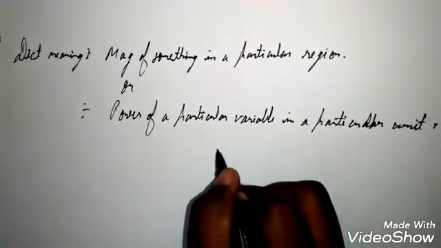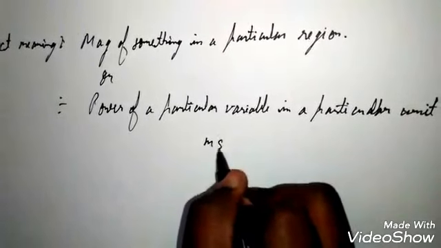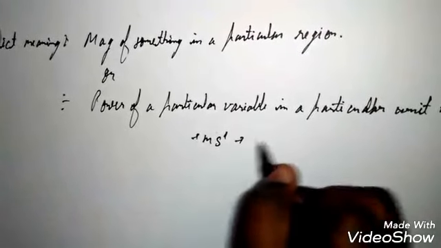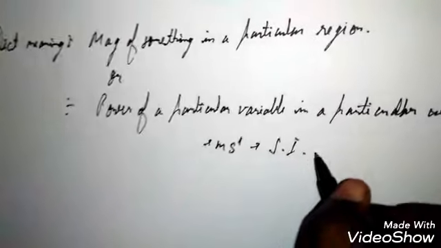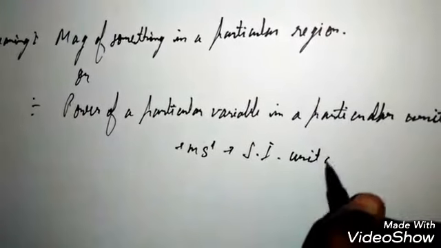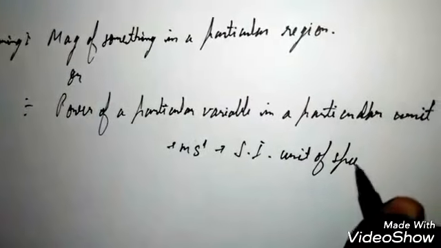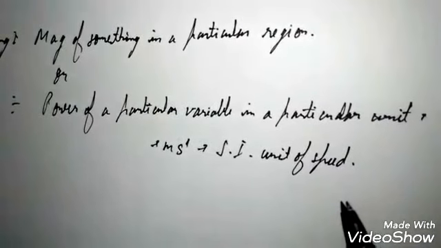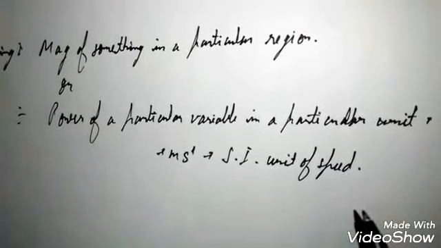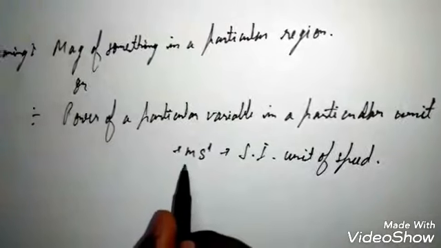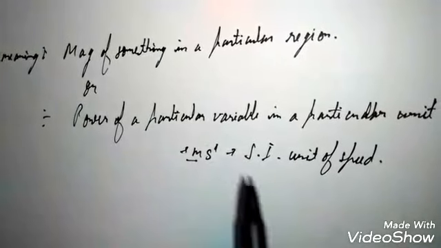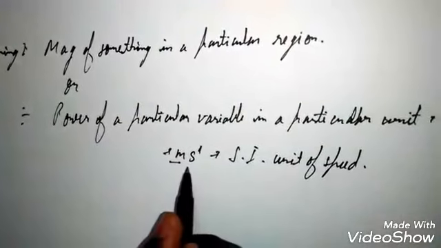Means if there is a unit, if there is an SI unit, let it be of speed, meter per second, the SI unit of speed. And when we are talking about dimensions, speed is a derived quantity derived with the help of length, whose SI unit is meter, and with the help of time, whose SI unit is second.